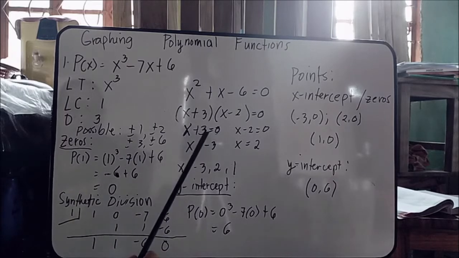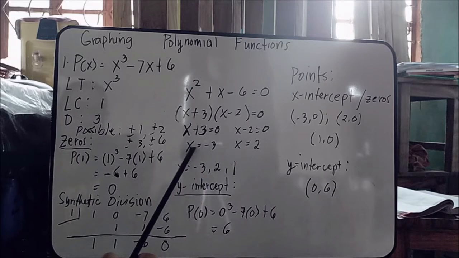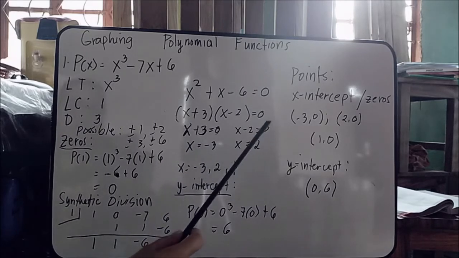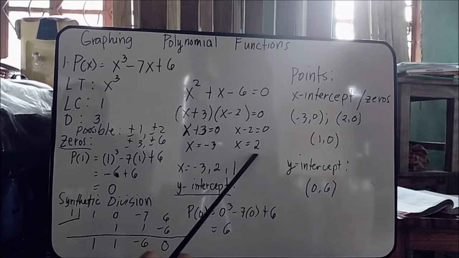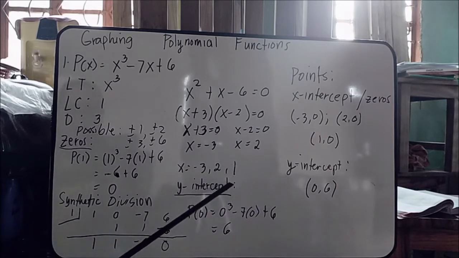So x plus 3 is equal to 0. Transpose it to the other side. That will give us x is equal to negative 3. So same with the other one. So equate x minus 2 is equal to 0. So x now is equal to 2. So therefore our zeros will be equal to negative 3, 2, and positive 1.